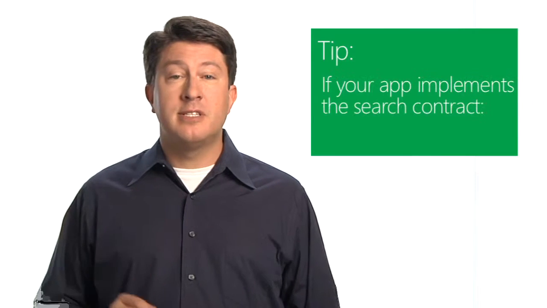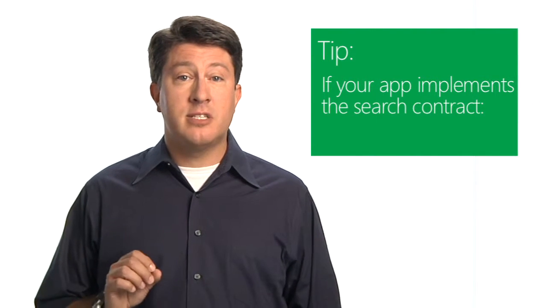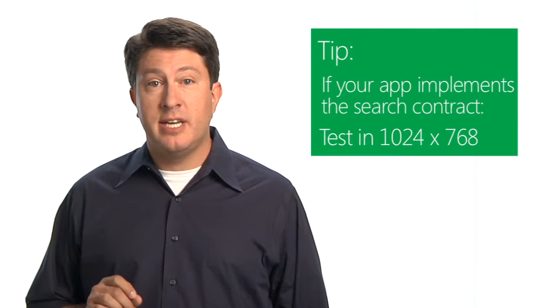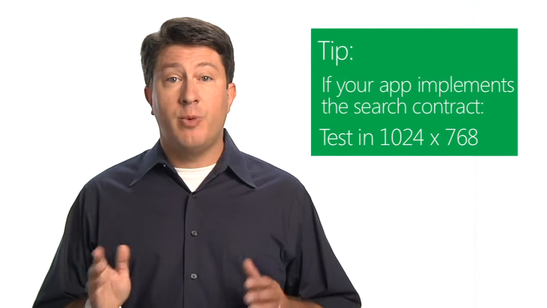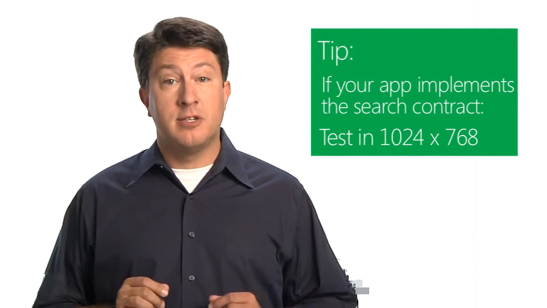Here's a tip. If your app implements the search contract, make sure you test it out in 1024 by 768, as the space for your search window is reduced by the width of the search pane.